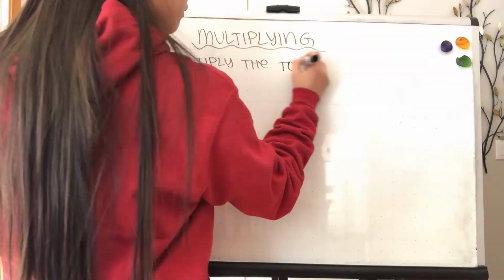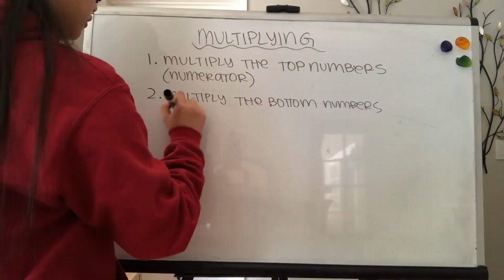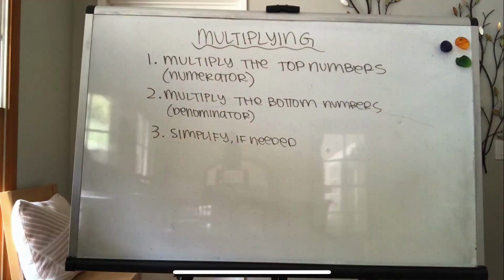There are 3 steps to multiplying fractions. The first step is to multiply the top numbers, or the numerators. The second step is to multiply the bottom numbers, or the denominators. And then the third step is to simplify only if needed.